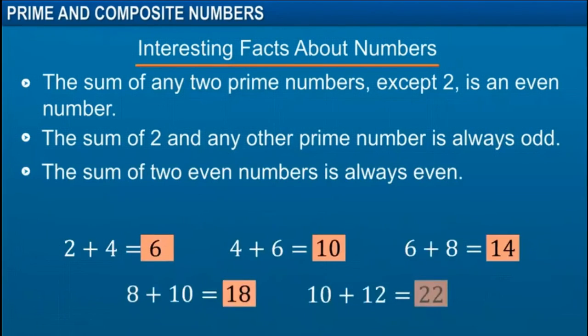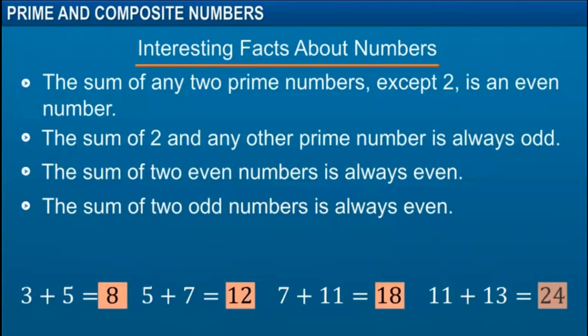So the next thing, the sum of two even numbers is always even. We take two even numbers and find their sum; what will we always get? It will be an even number. Example: 2 plus 4 is 6, 4 plus 6 is 10. Okay, so these are all even numbers. We are adding even numbers and getting even numbers. You can write down this also. The sum of two odd numbers is always even.